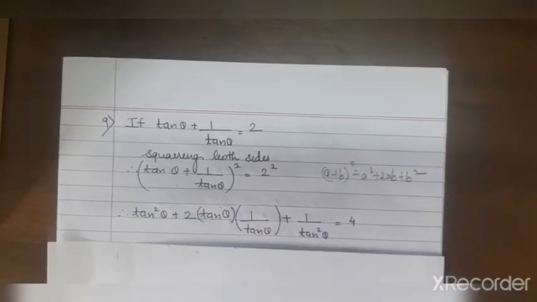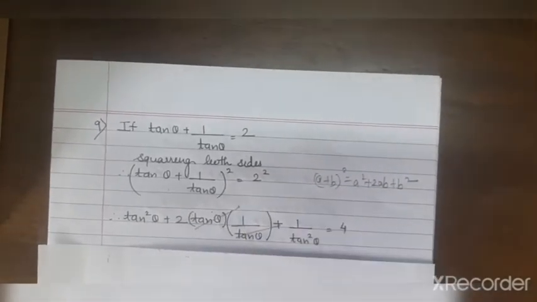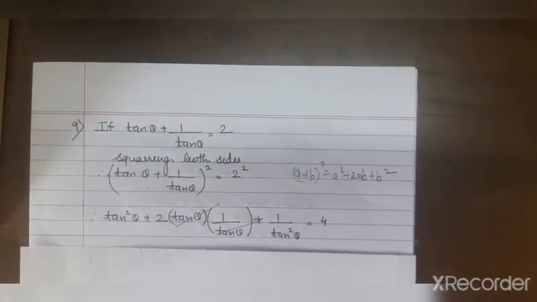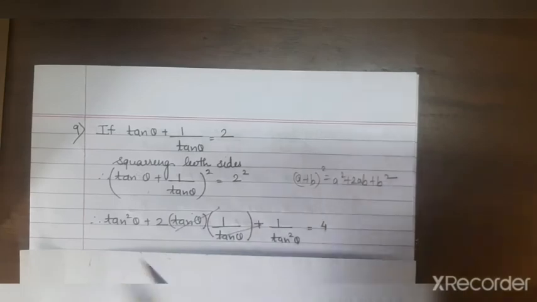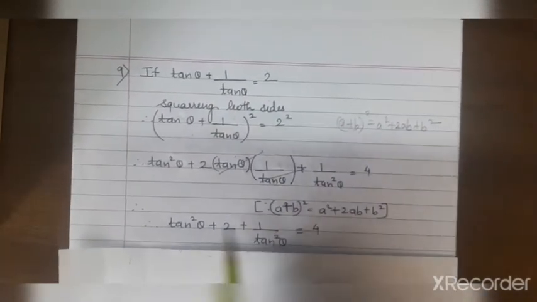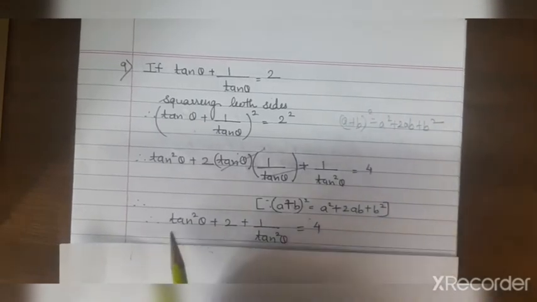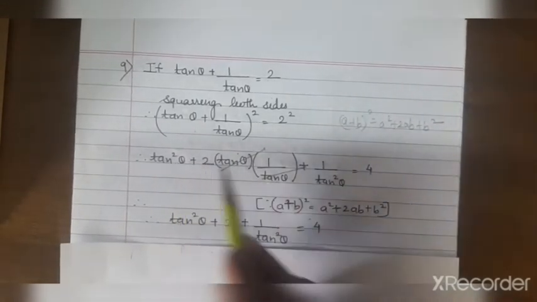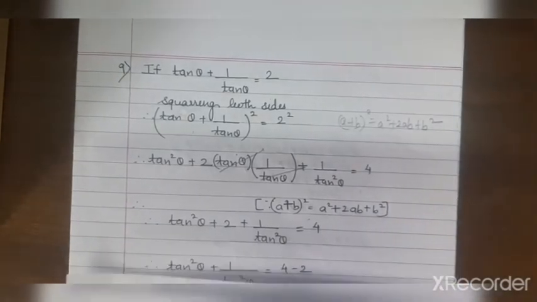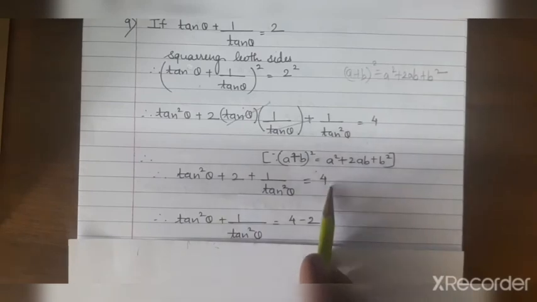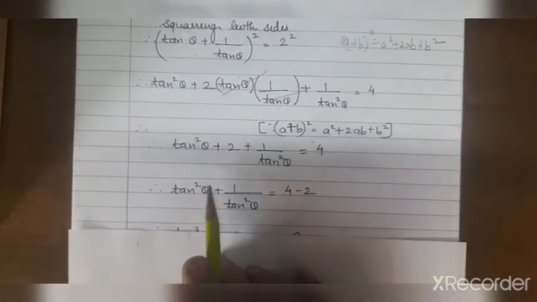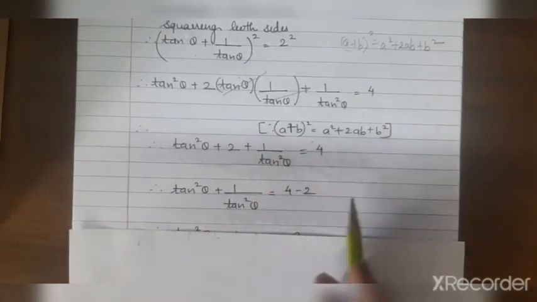2 square is 4. Now here if you see, this tan theta and tan theta get cancelled because there is a multiplication sign here. There are brackets. We cannot cancel this tan theta and this tan theta because there is an addition sign in between. So finally, from the expansion, we get tan square theta plus 2 plus 1 upon tan square theta equal to 4. Now this 2 we shift to the other side, it becomes 4 minus 2, which is 2.